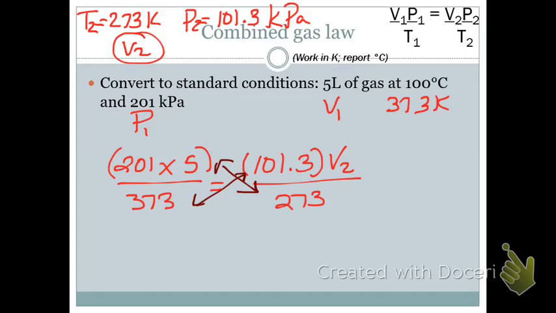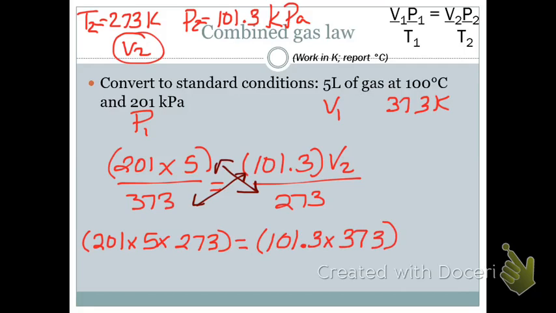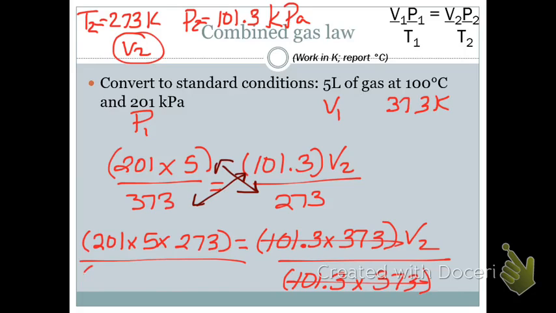And that is going to give me 201 times 5 times 273 equals 101.3 times 373 times V2, which I don't know. And I'm going to divide both sides by 101.3 times 373 to get rid of it on this side.